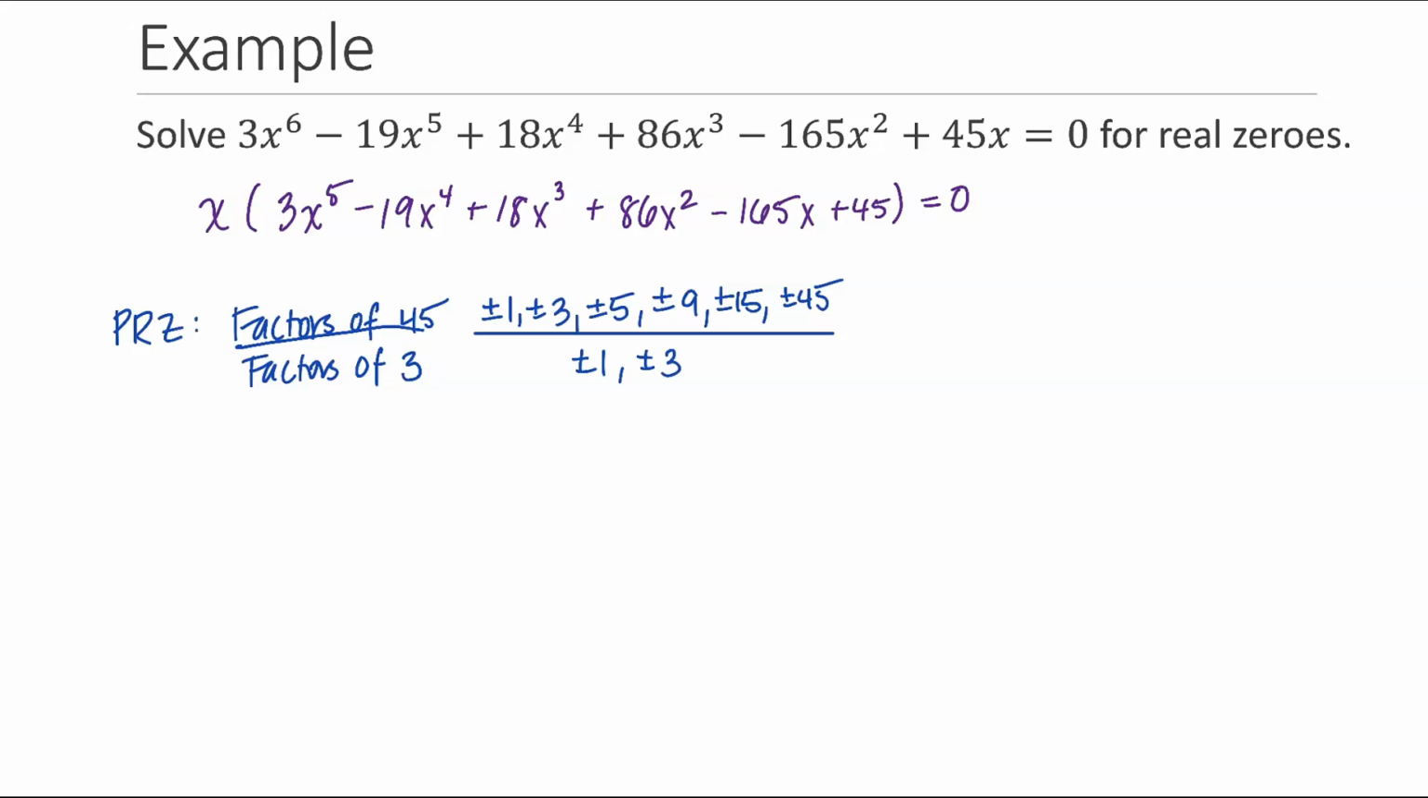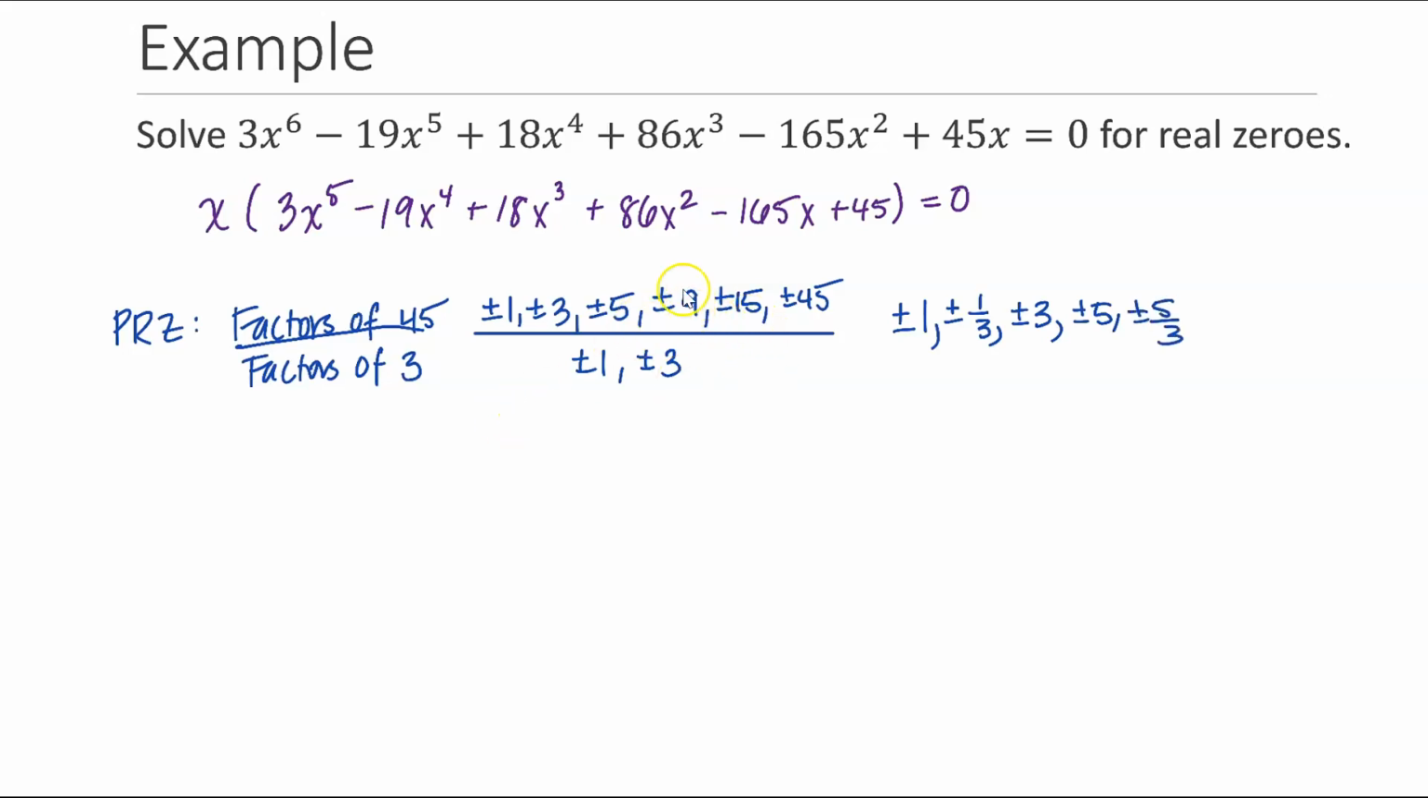So we're going to go ahead and think about all these combinations. So 1 over 1 and 1 over 3. So we have plus or minus 1, plus or minus a third. We have 3 over 1 and 3 over 3, which is just 1. We have 5 over 1 and 5 over 3. So plus or minus 5, plus or minus 5 thirds.